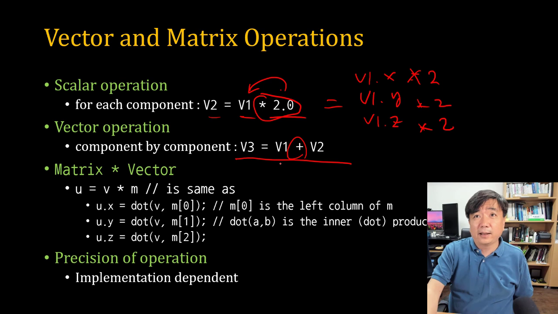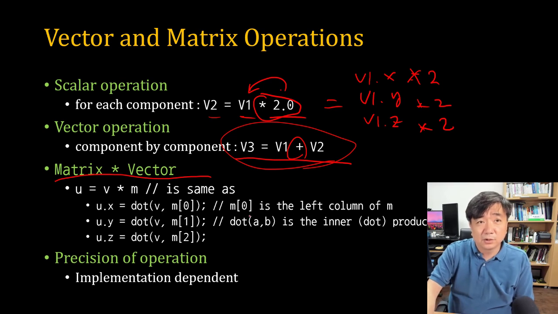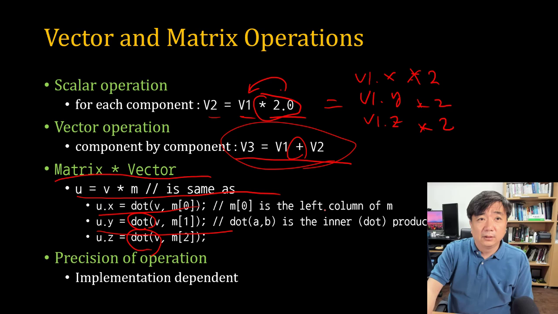So v1x and v2x are added and then stored in v3x. v3y equals v1y plus v2y. That kind of component by component operation occurs in this case. In case of matrix and vector multiplication, we learned it in linear algebra, so it is the same as this one. Okay, the dot function is the dot product function. Can you remember that dot product and inner product are the same, but dot product and cross product are different? So it is the same operation.